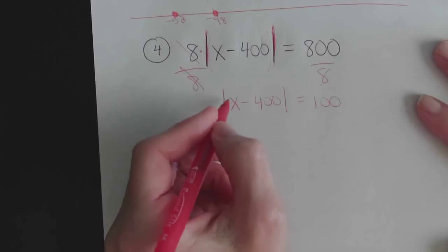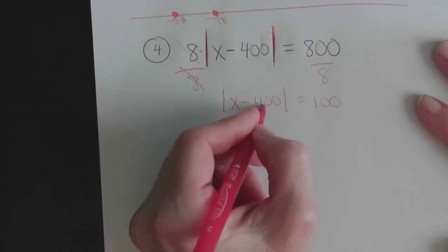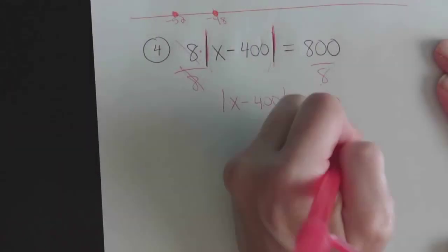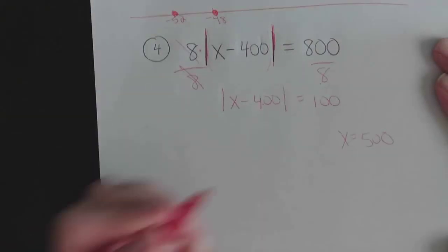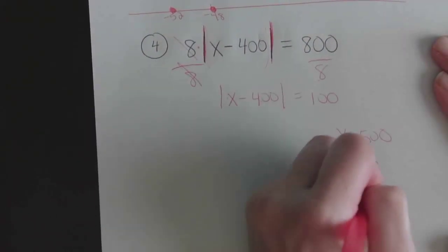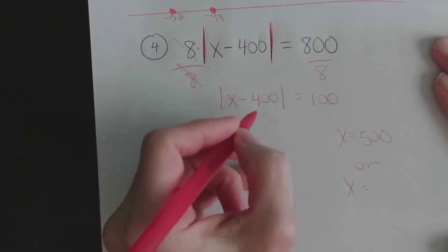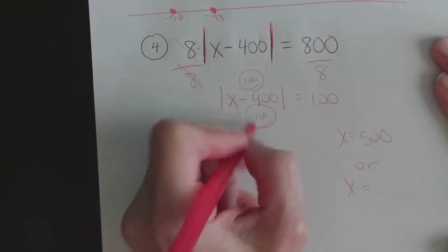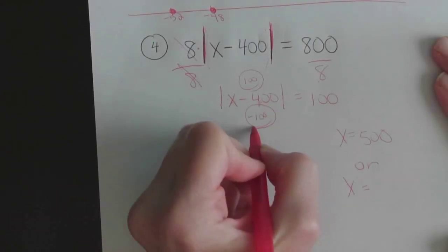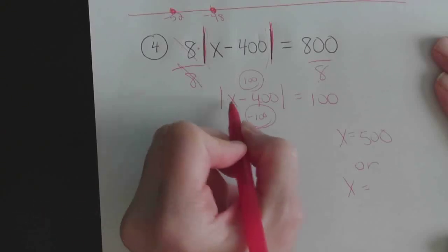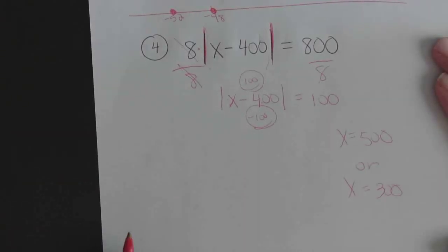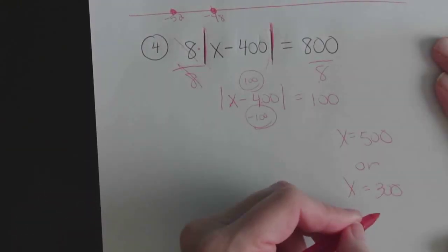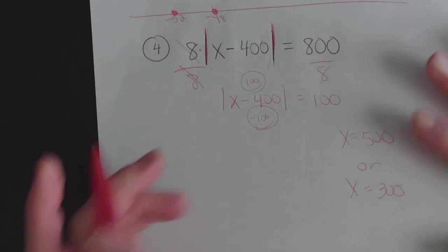So I need to think of numbers that could replace this x. Right off the bat, I can look at this. Wouldn't 500 work? 500 would probably work because 500 minus 400 is 100, and the absolute value, yep. If you don't need to do all the work, if you can just see it, like I can see x is 500. Can you tell what the other one would be? You can either have 100 in here, or you can have -100 in here. So what value of x would make this -100? Can you see that it would be 300?